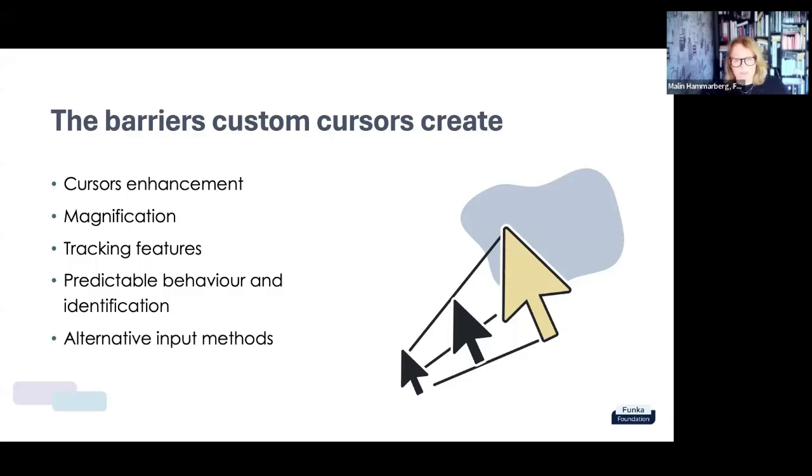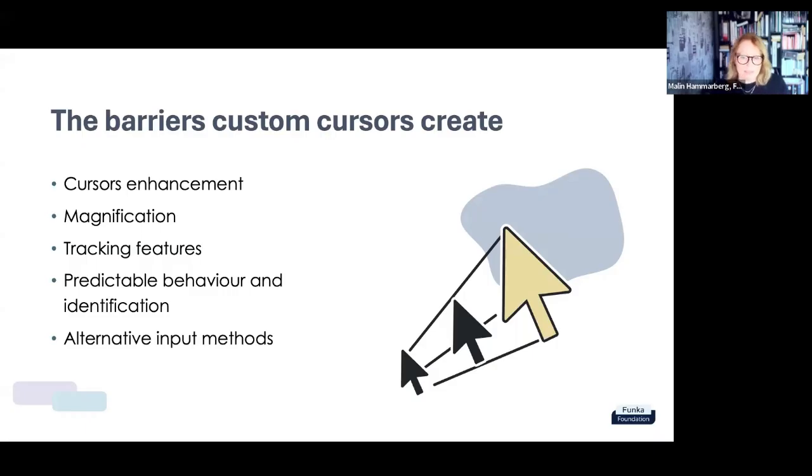Tracking features, so people with tremors or motor difficulties rely on predictable cursor behavior and clear visual feedback. Custom cursor breaks that. And breaking that learned pattern, when we learned hand means clickable, arrow means navigation, this creates a cognitive overload for us, trying to figure out what the new thing we see actually means.